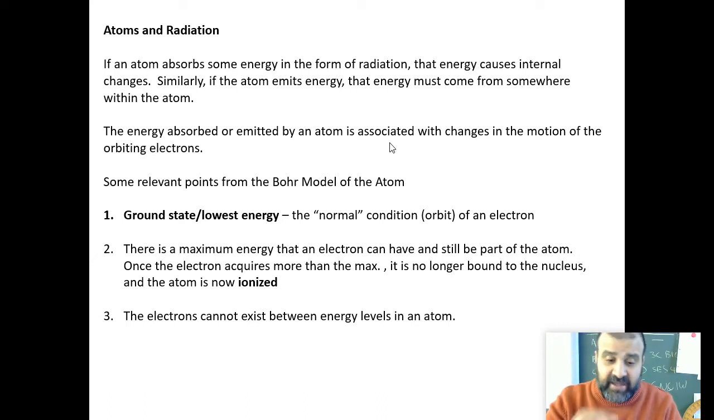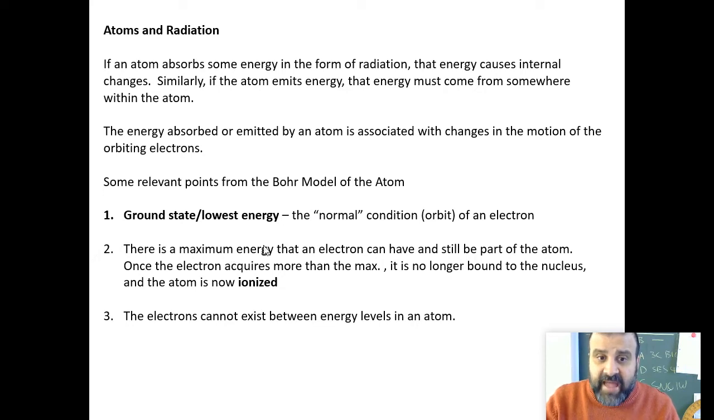Let me rephrase. I heated them up, I gave them energy, they jumped up an energy level. Then they fall back down. When they fall back down, that energy they absorbed is given off, and it's given off as light. So, some relevant points of the Bohr model of the atom. Number one, the ground state, or the lowest energy, is the normal spot where the electrons should be, 2 in the first, 8 in the second, and so on. The unexcited atom has electrons at specific points.